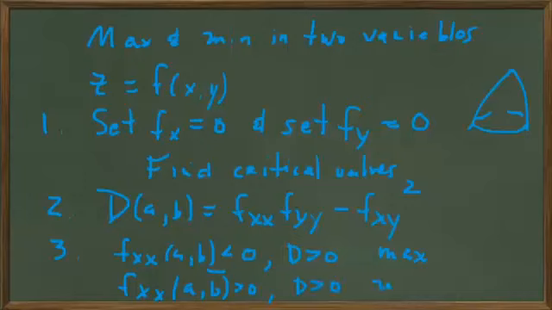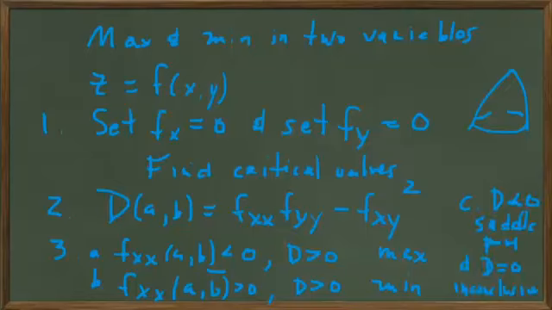we have a relative minimum, and then the final check would be, let's call this A, B, and then C. If the discriminant is negative, we have a saddle point. So when the discriminant is less than 0, we have a saddle point, and if the discriminant is equal to 0, our test is inconclusive.